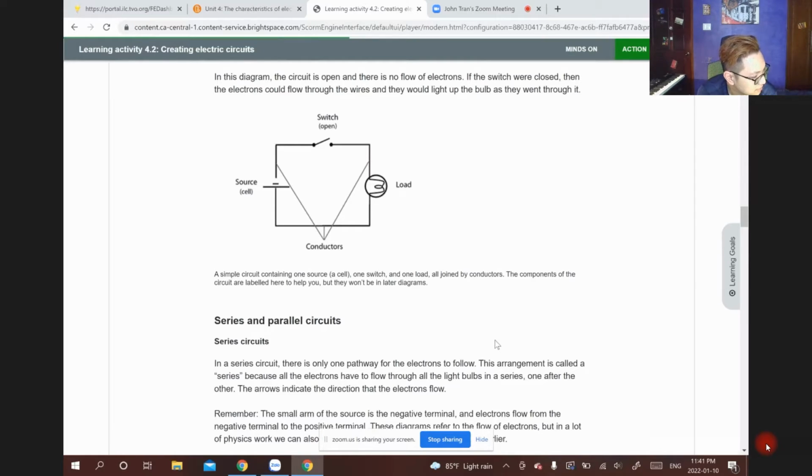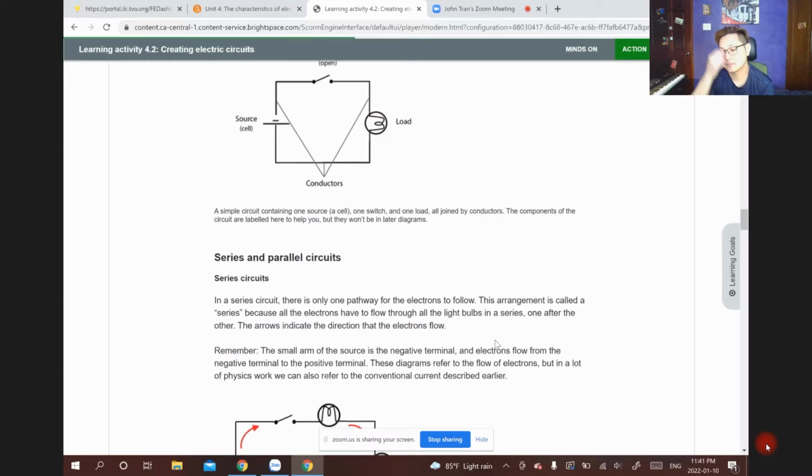The arrow indicates the direction of the electron flow. Remember, the small arm of the source is the negative terminal, and electrons flow from the negative terminal to the positive terminal. These diagrams refer to the flow of electrons, but in a lot of physics work, we can also refer to the conventional current described earlier.